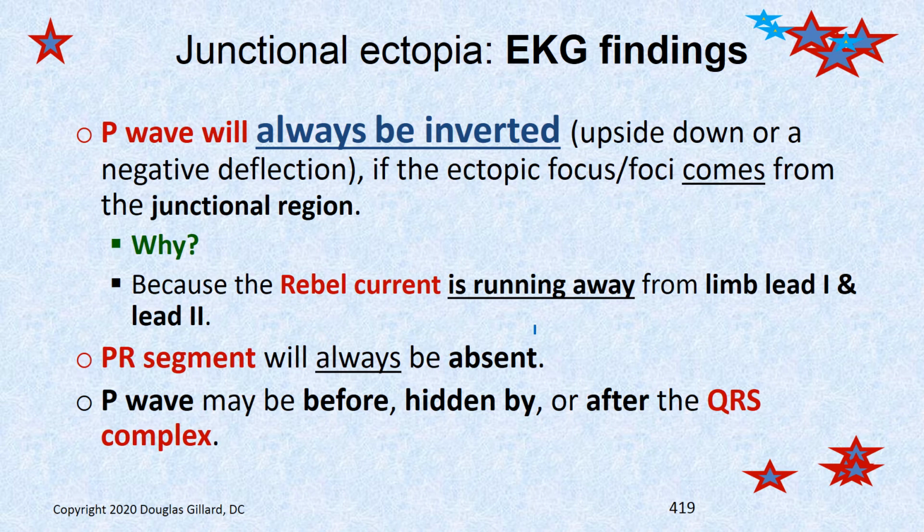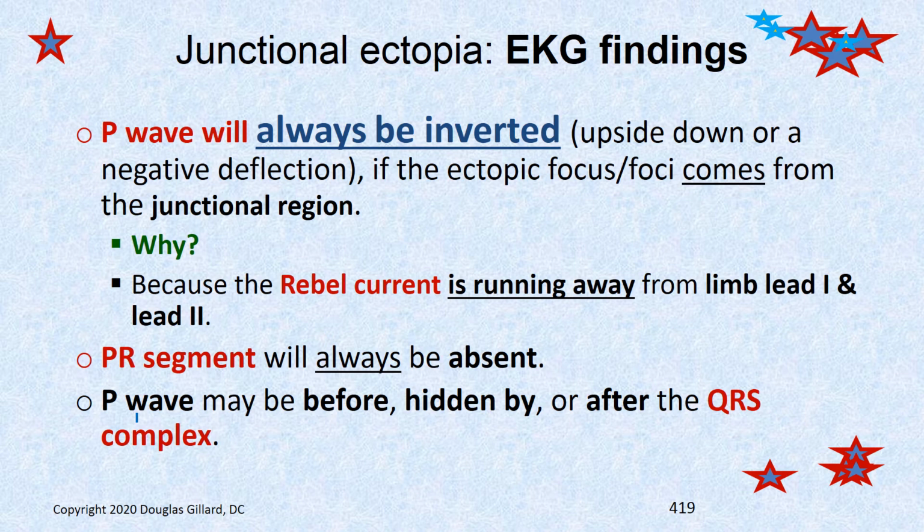Because the rebel current, we know why already, because it's running away from limb lead 1 and 1. The limb leads, the 1 and 2, and even the peeper, AVF, running away from those things. Another rule, the PR segment will always be absent, or it'll be stubby. It'll be super short. So you should have a nice fat PR segment, that flat line, right?